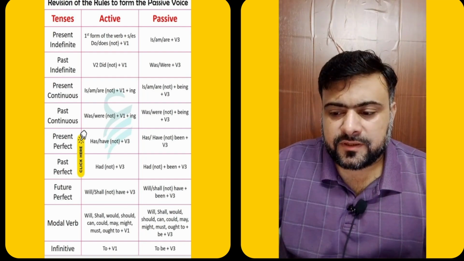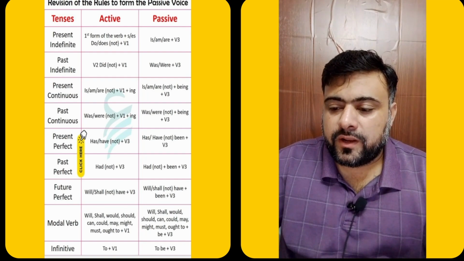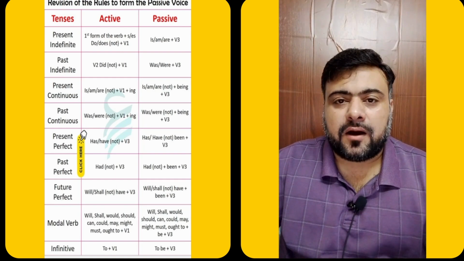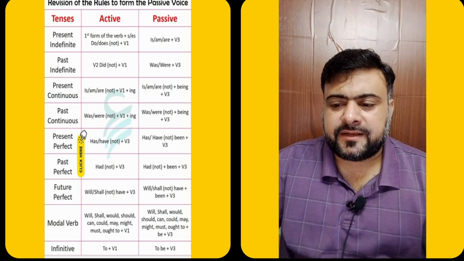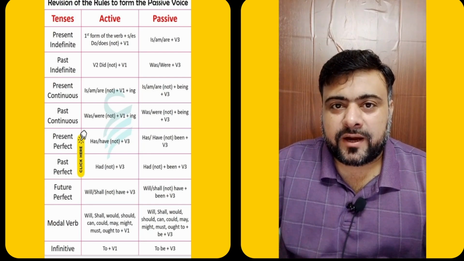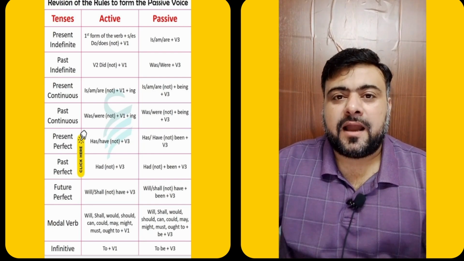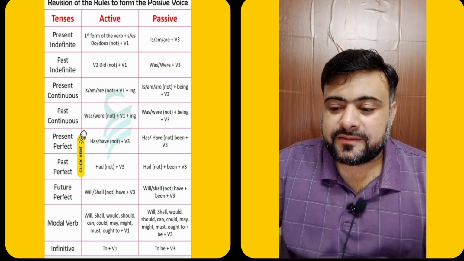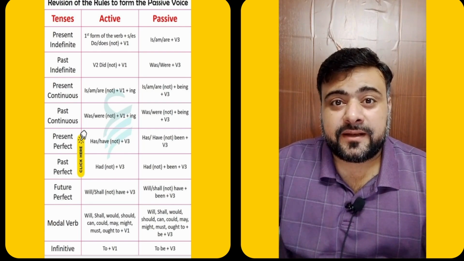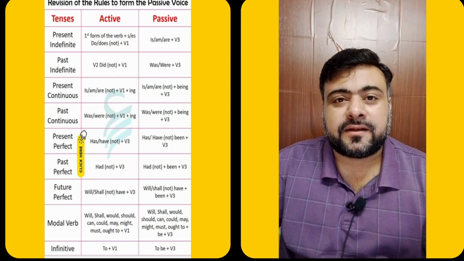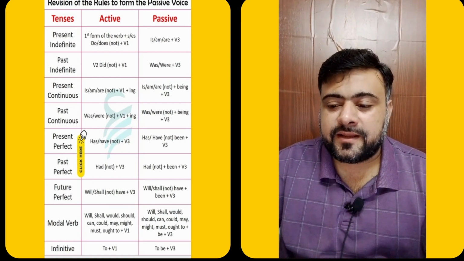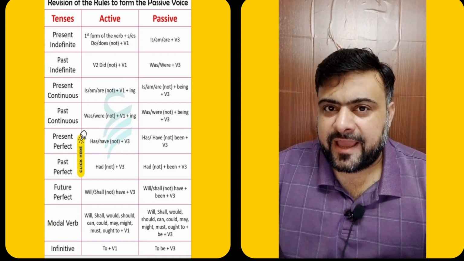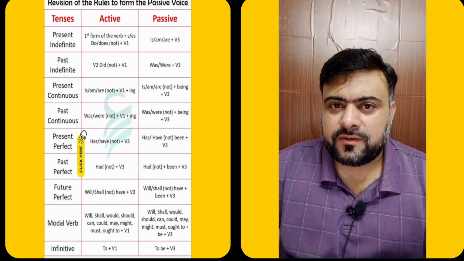Now the modal verbs. What are the modal verbs? Will, shall, would, should, can, could, may. Now, if these words come in a sentence, I can write a letter. I would write a letter. I should write a letter. I may write a letter. I might write a letter. I must write a letter. I ought to write a letter. This is the active form of the modal verbs.